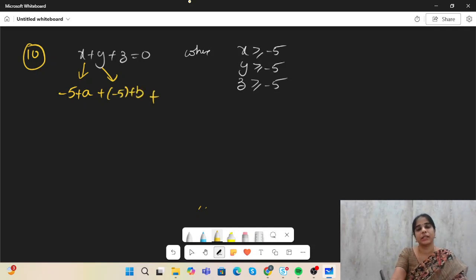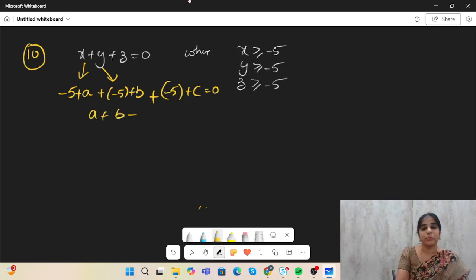Again plus what is z? Z is also greater than minus 5. So here also minus 5 plus c. Now I have reframed my question, isn't it? A plus B plus C equal to 15. Now all these three minus 5 go there.